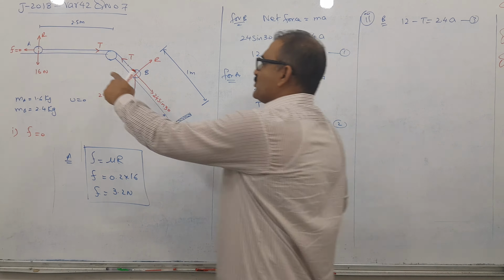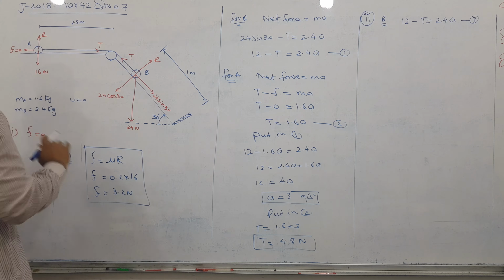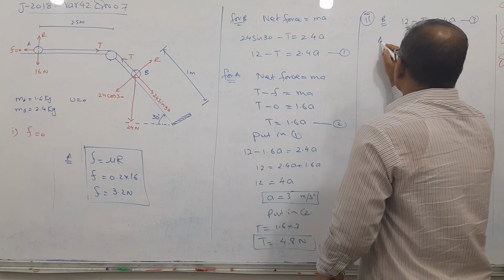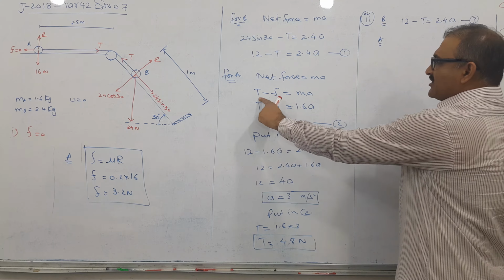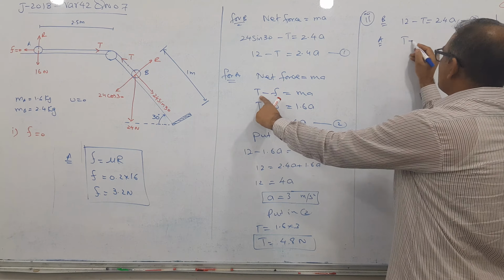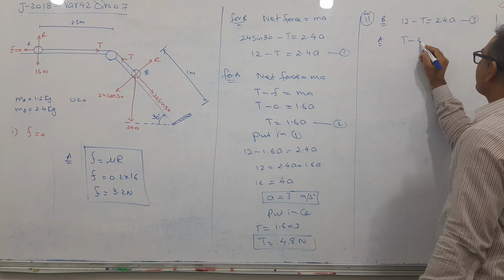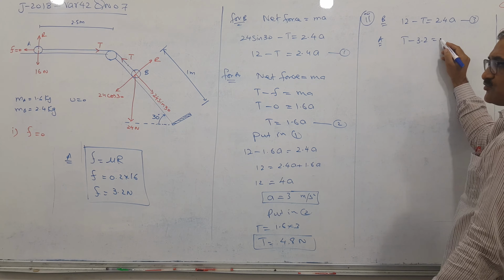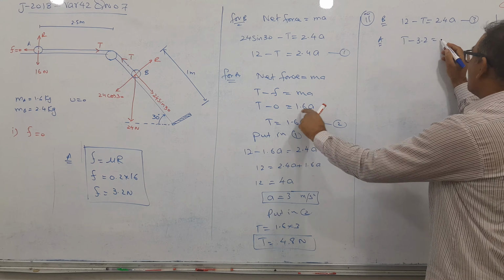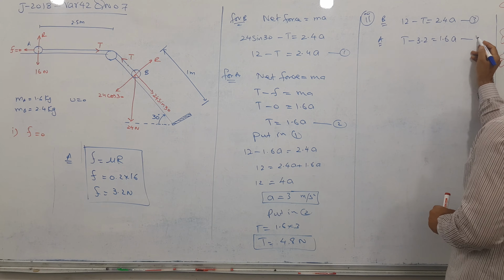And what about this situation? You know, tension minus friction we have. So let's make it for A. Net force equals MA. Tension minus friction. Friction is 3.2, and MA is mass 1.6 times A. Equation number 4.